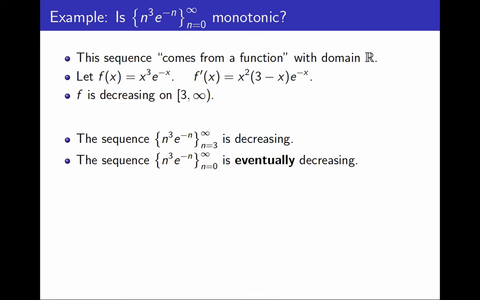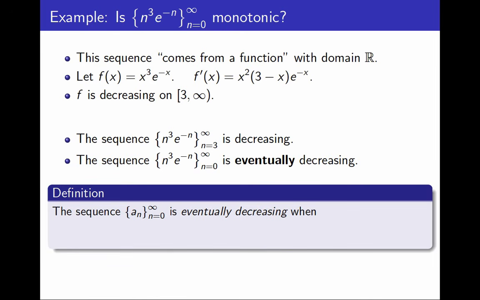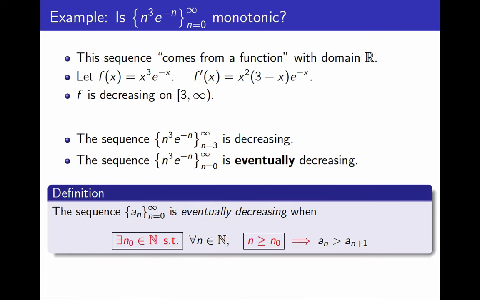Here is a precise definition. A sequence is eventually decreasing when every term is greater than the next one, but only starting at some fixed index n sub 0. Of course, we have similar definitions for eventually increasing, eventually monotonic, and so on. That was the first concept, monotonic sequences.